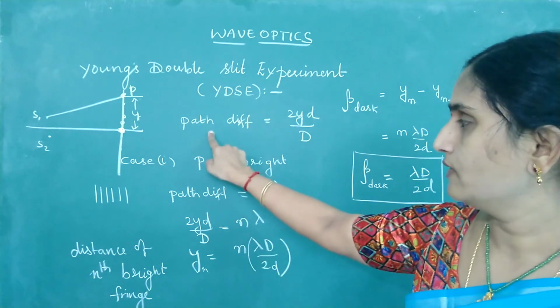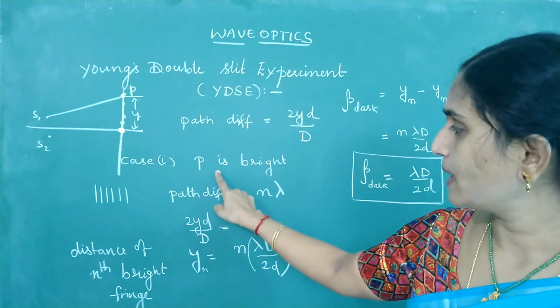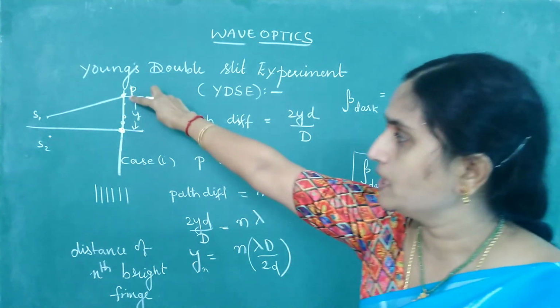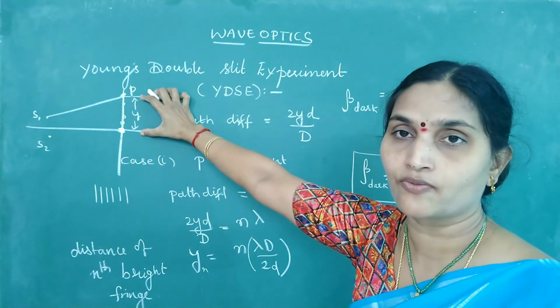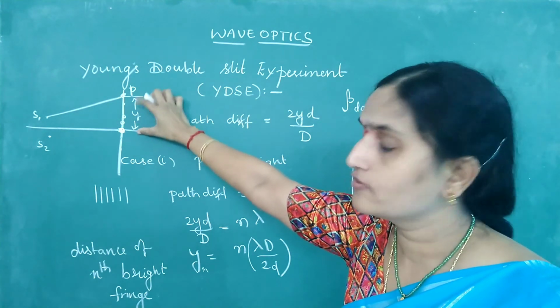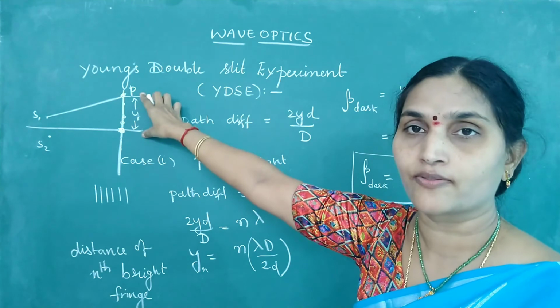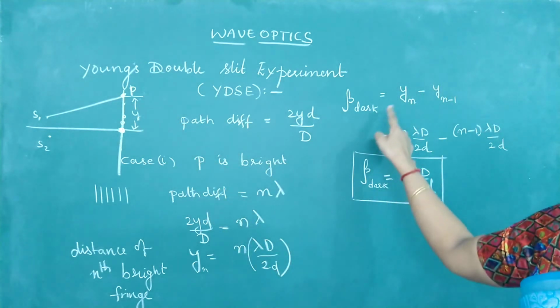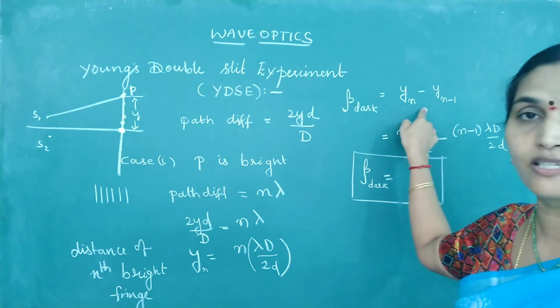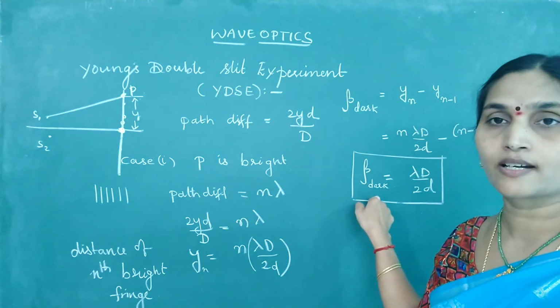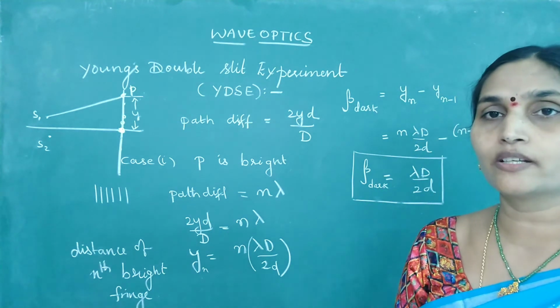Again I repeat, we have got the path difference. If path difference is n lambda, the point P is going to be bright. So from there I have evaluated distance of nth bright fringe. Between two consecutive bright fringes, we have a dark fringe. So the distance between two consecutive bright fringes gave me the width of dark fringe. Okay, now I will do the reverse.